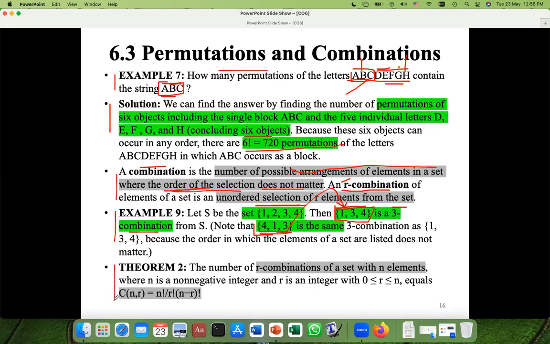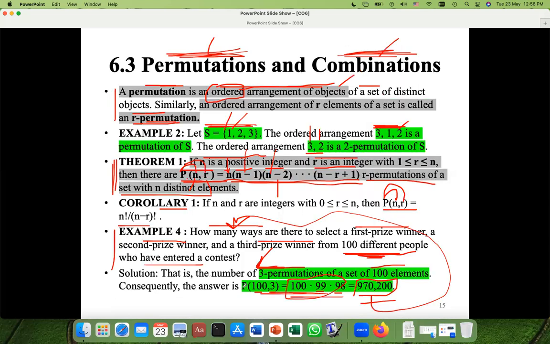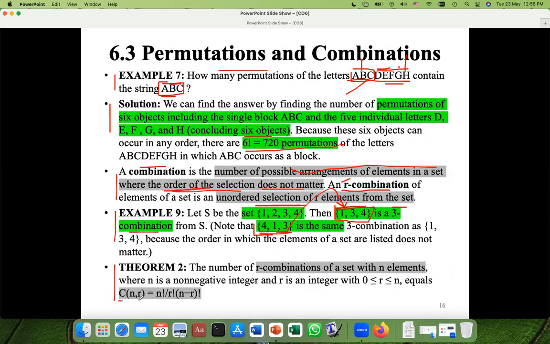Now we have the theorem. Theorem 2. And in this theorem, we are calculating combinations. In the previous theorem, we were calculating permutations. And here we are calculating what? Combinations. How many combinations of n objects of a set? How can you read it? Are combinations of n objects of a set.